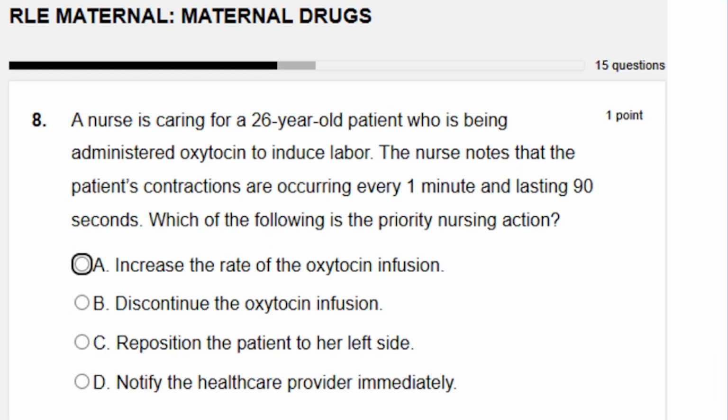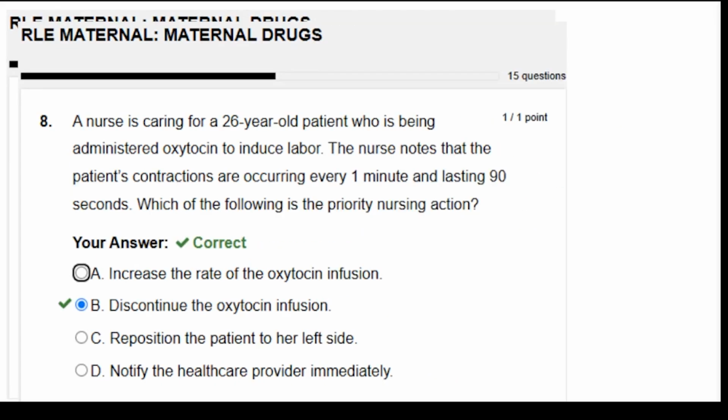A nurse is caring for a 26-year-old patient who is being administered oxytocin to induce labor. The nurse notes that the patient's contractions are occurring every 1 minute and lasting 90 seconds. Which of the following is your priority nursing action? A. Increase the rate of oxytocin. B. Discontinue the oxytocin infusion. C. Reposition the patient to her left side. Or D. Notify the healthcare provider immediately. What will be your answer? The answer for that is discontinue the oxytocin infusion. That will be your first priority.